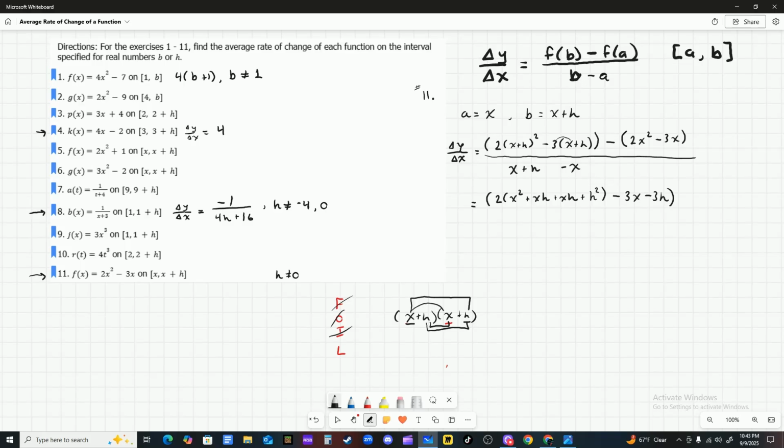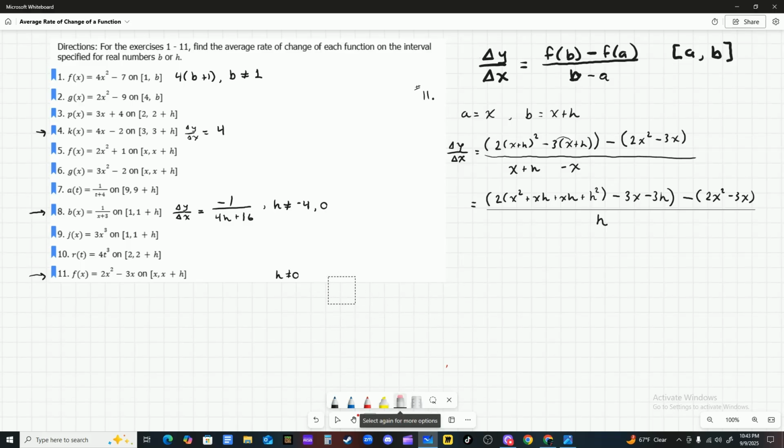This is still only f of b, the first term, okay? Minus, and now we have the next one. There's nothing to perform there because the variable wasn't changed. So it's simply going to be 2x squared minus 3x, just like that. All divided by h. This one's a doozy, I can already tell. All right, let's keep going.